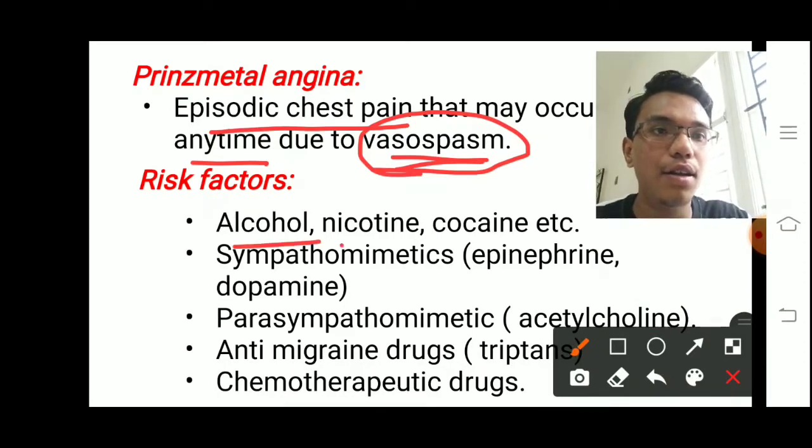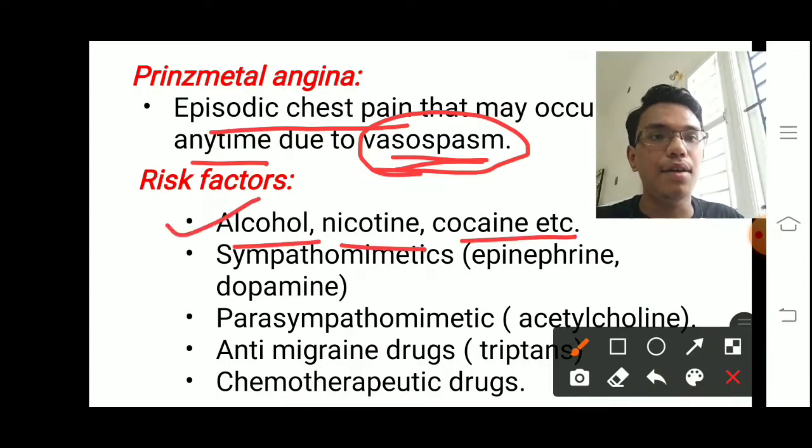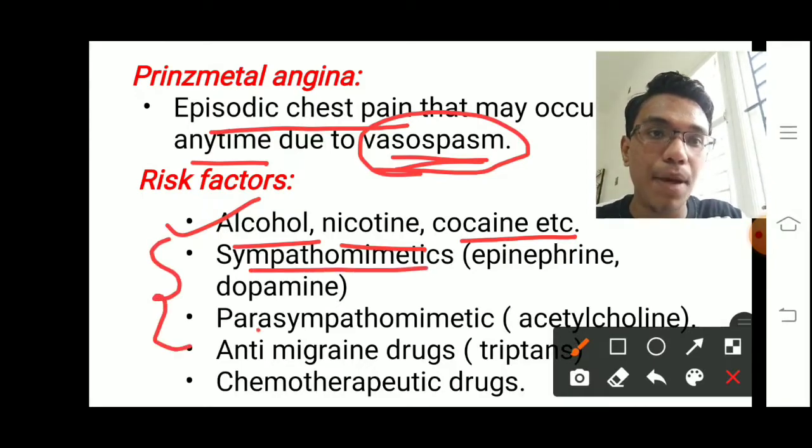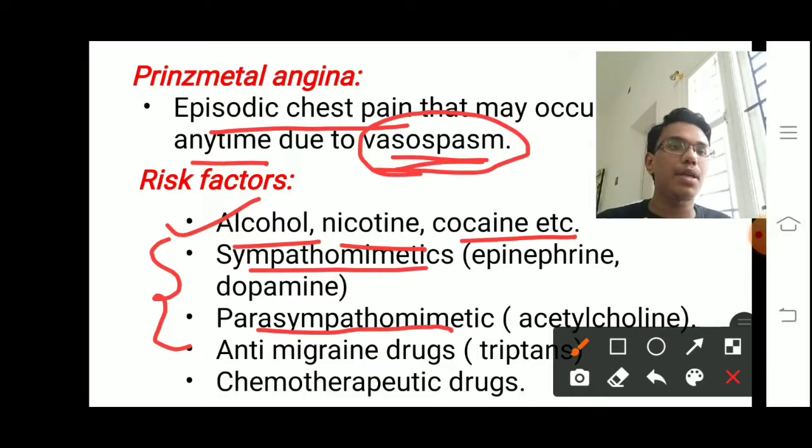Here you have alcohol, nicotine, cocaine, etc. And the topic of interest here is sympathomimetics and parasympathomimetics. See, among sympathomimetics, there are epinephrine and dopamine. They will act via alpha receptors and cause vasoconstriction of blood vessels. Okay, understood. This is a simple concept.